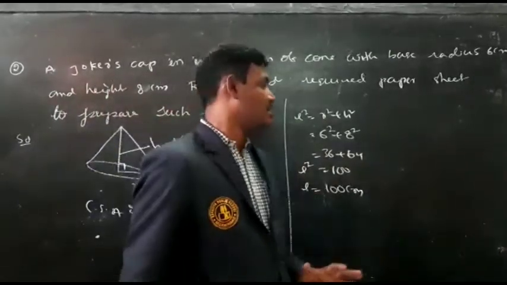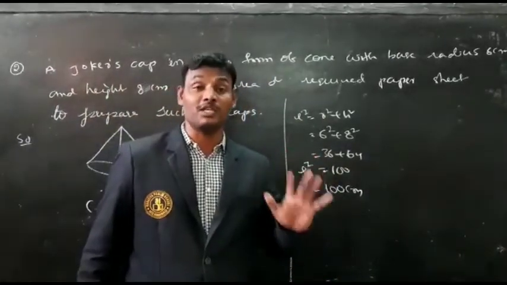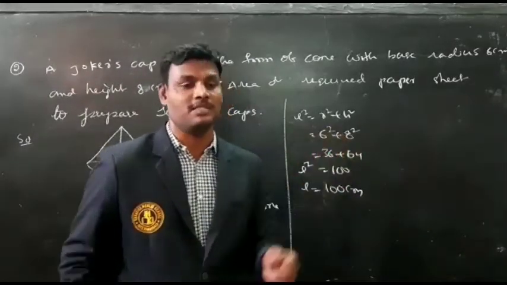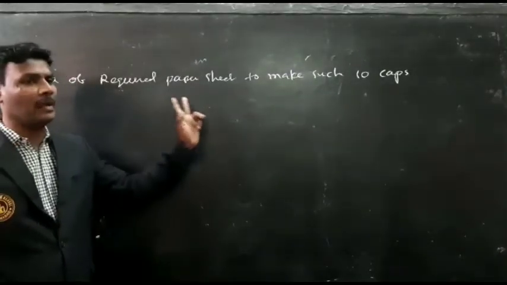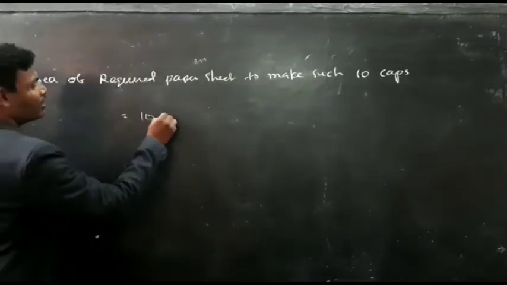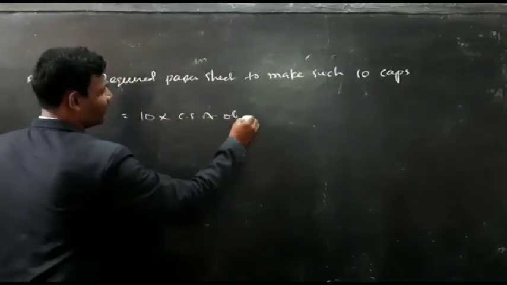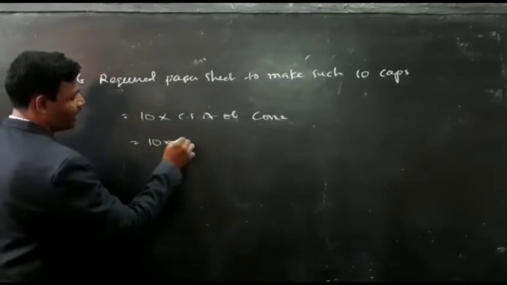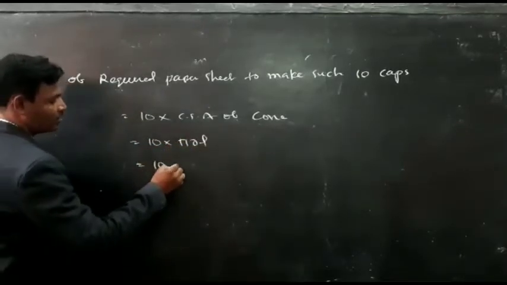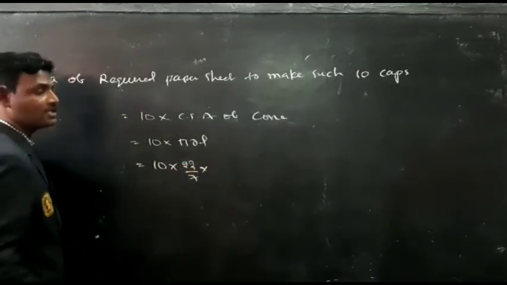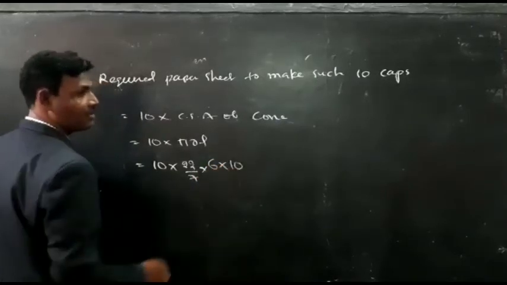10 centimeters. Now I need the area of the paper sheet required to make such 10 caps. So the area of paper sheet required to prepare such 10 caps is equal to 10 into the curved surface area. Joker's cap means cone. So what is the formula? 10 into pi RL. What is the value of pi? 22 by 7 into radius 6 centimeters into slant height 10 centimeters.